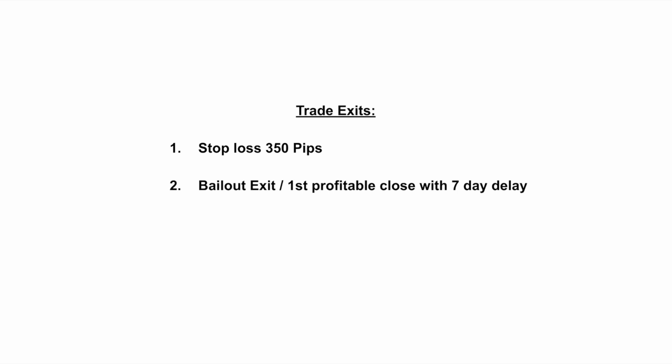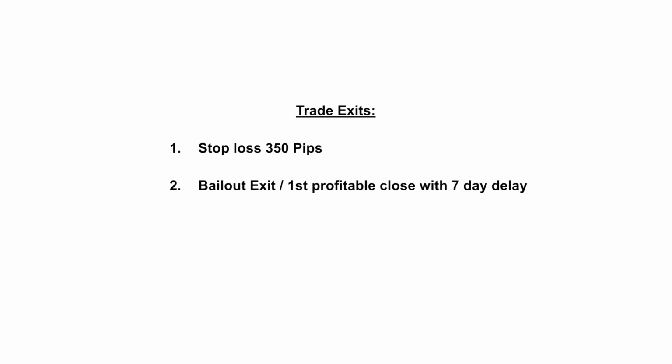What that means is we have to be in the trade for a minimum of 7 days, and then after the 7 days, we look to see at the close if we're in profit. If we are in profit, then we take the profit and we exit the trade. If we're not in profit, then we stay in the trade. So we're always in a trade of minimum of 7 days.